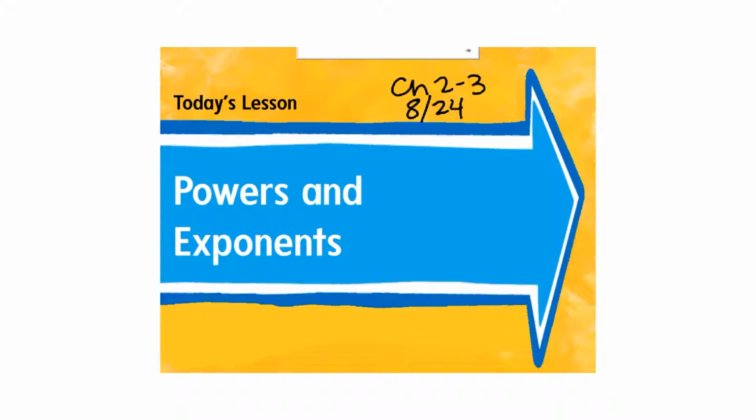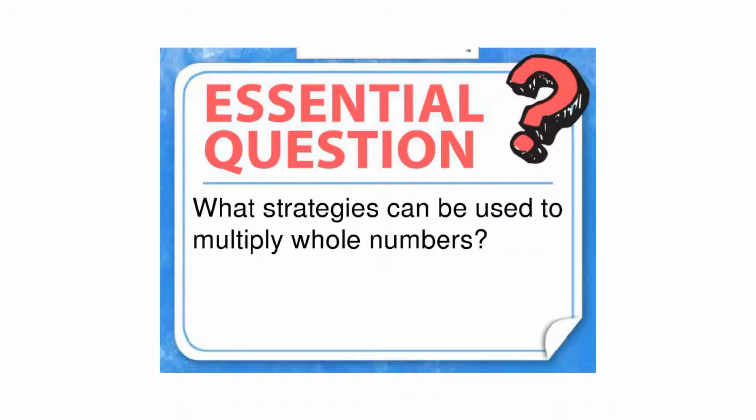So let's look at the essential question. We're talking about strategies that can be used to multiply whole numbers. So yesterday we talked about how we're breaking down numbers, and we found 2 factors that you can multiply together to get a number. And the day before we worked on the same thing. So now we're still working on the same thing. Remember, these are all tools that you can use to help yourself when we're multiplying.